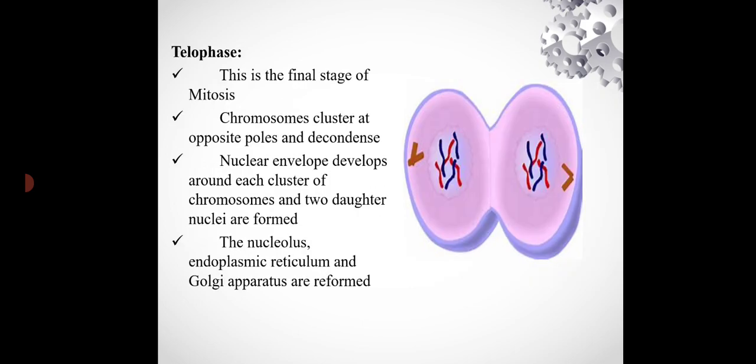Next one, telophase. This is the final stage of mitosis. Chromosomes cluster at opposite poles and decondensation begins. A nuclear envelope develops around each cluster of chromosomes and two daughter nuclei are formed. The nucleolus, endoplasmic reticulum and Golgi apparatus are reformed.